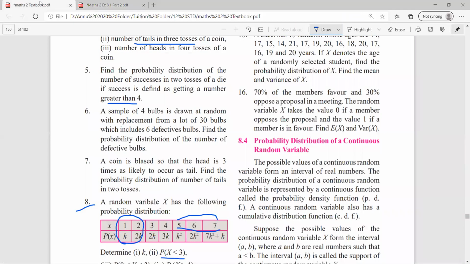So with this class, I hope you all are clear with similar sums of which introduction I had given to you all. In the next lecture, we'll be starting with the topic E of X and V of X, that is expected value of X kya hota hai and variance of X kya hota hai.